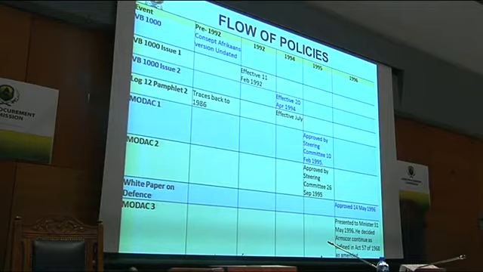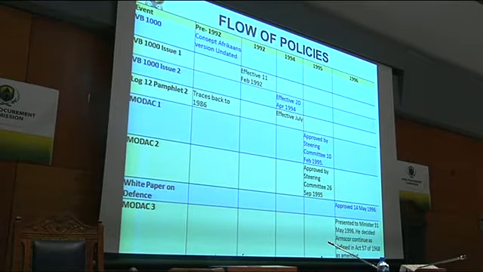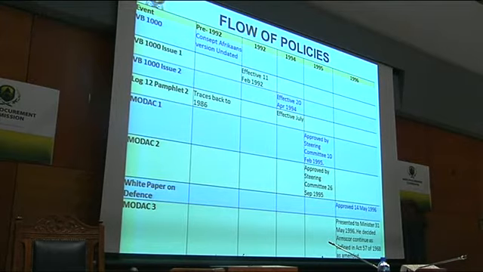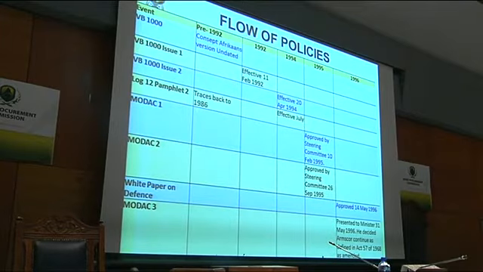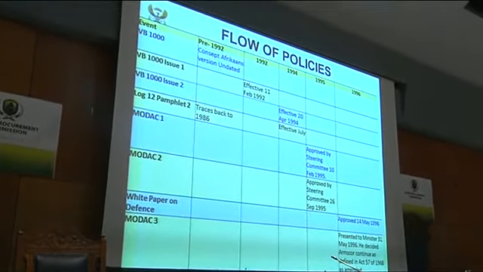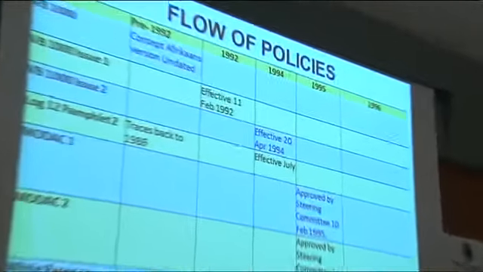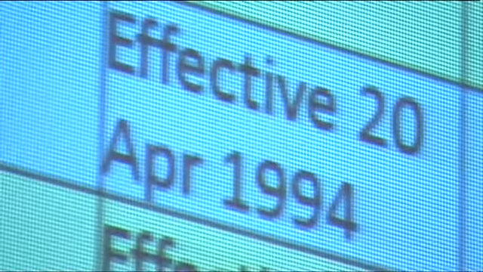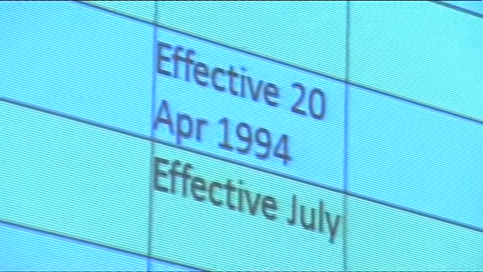And we will see there, taking it back to pre-1992, that the VB 1000, an Afrikaans version, is indicated there. I was unable to establish the date of it. By 11 February 92, VB 1000 issue 2 came into being, and 2 years later, 20 April 1994, we had VB 1000 issue 2. At the same time, Log 12 Pamphlet 2, which traces back to earlier even than 1986, became effective in July 1994. Then the Minister of Defence ordered the MODAC investigation. The MODAC Report 1 was approved on the 10th of February 1995. MODAC Report number 2 was approved on the 26th of December 1995.